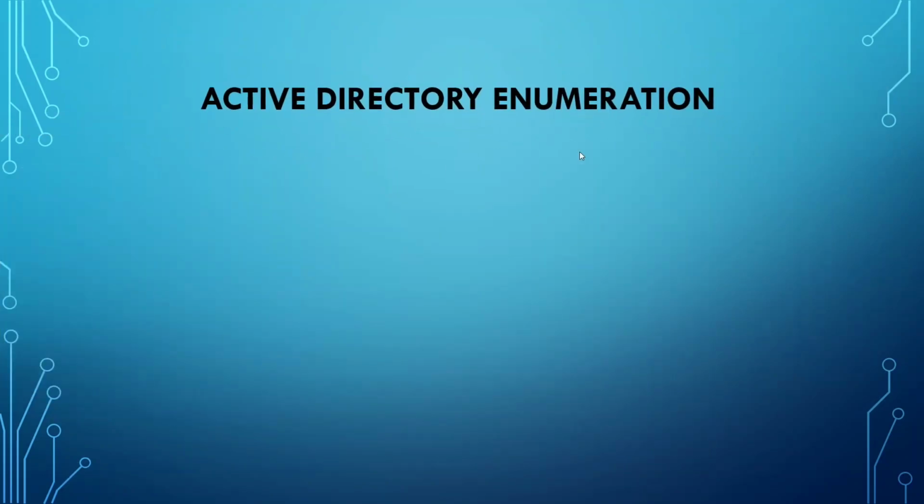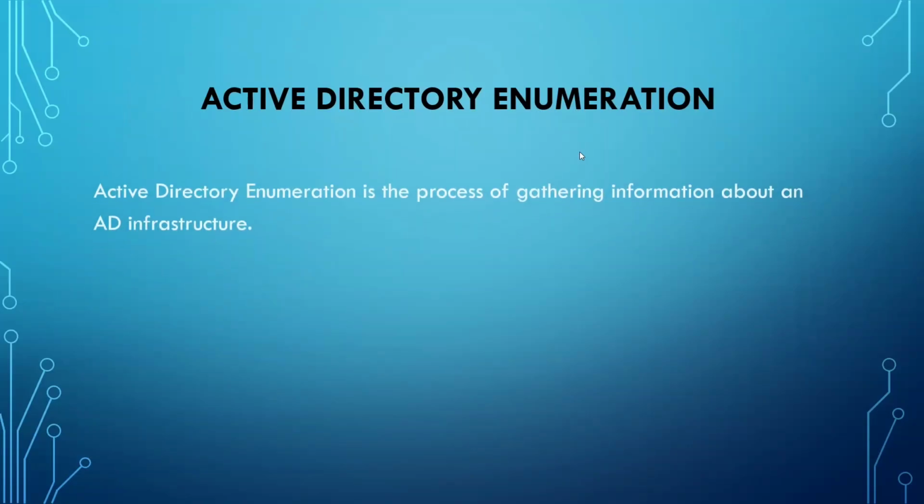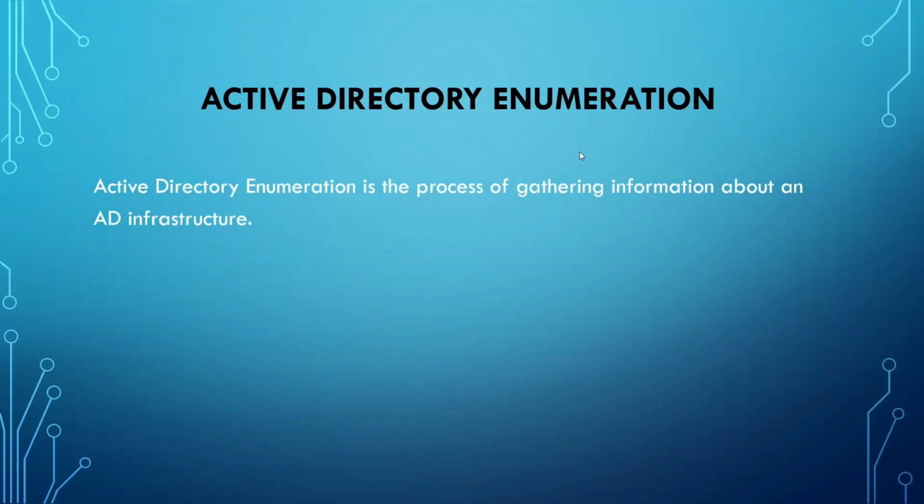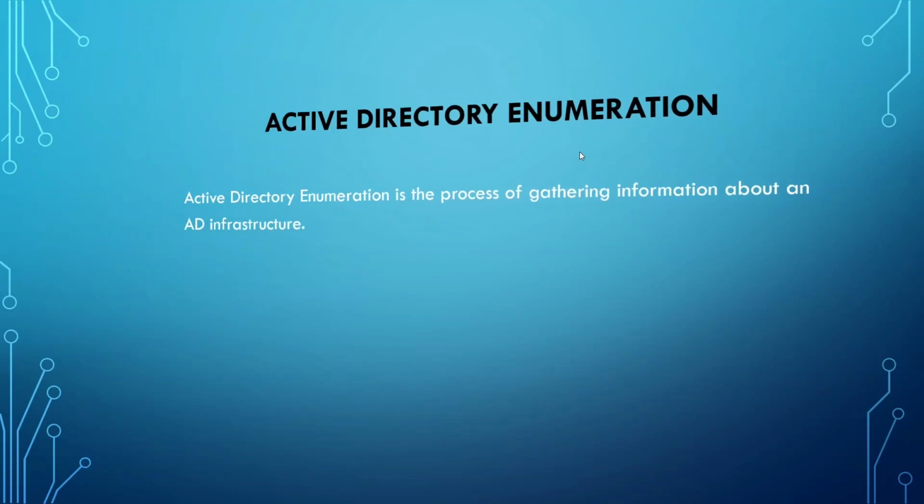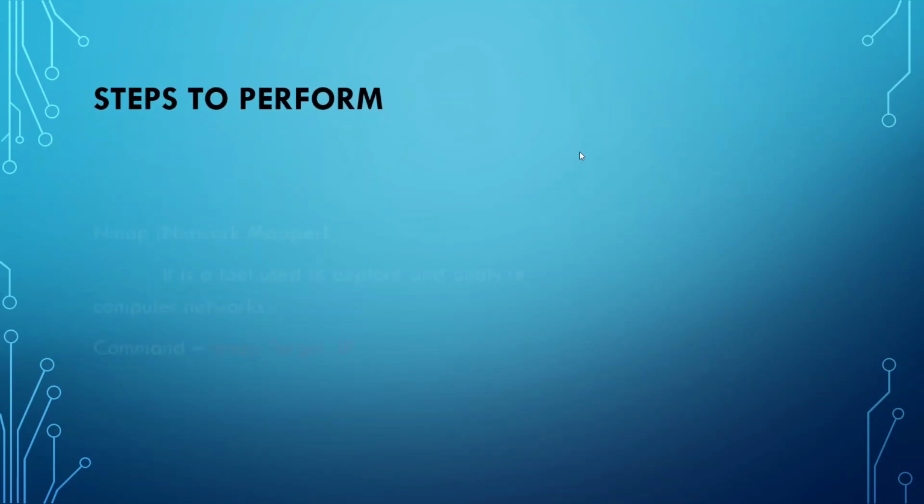Next, we will see what is Active Directory Enumeration. Active Directory Enumeration is the process of gathering information about the Active Directory infrastructure. It involves querying and gathering data about the structure, objects, and attributes within the Active Directory itself. Next, we will see the steps to perform.